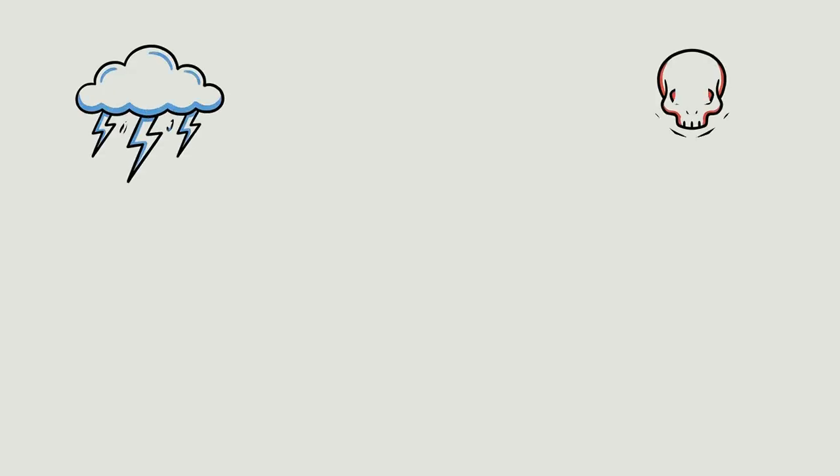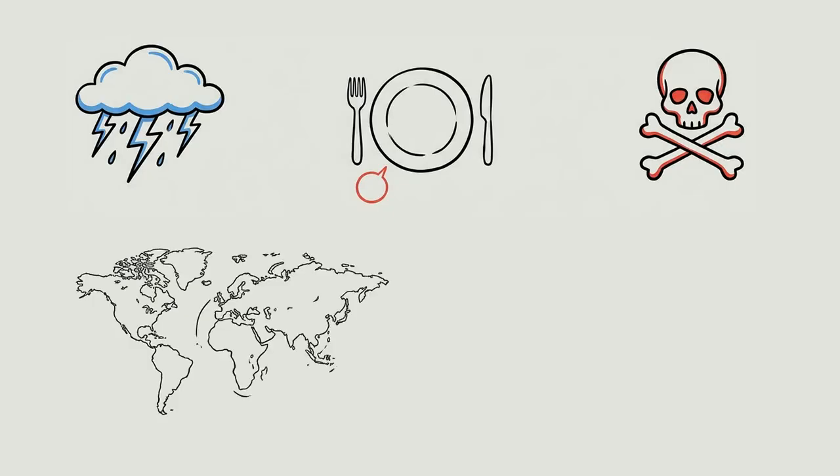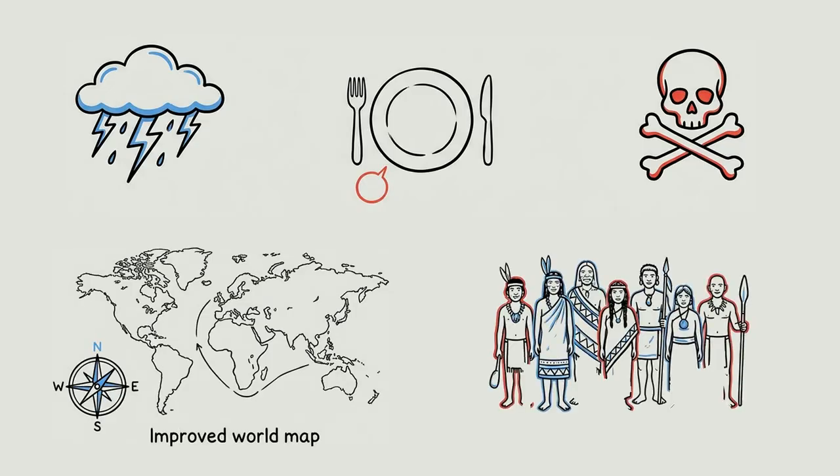Along the way, they faced storms, hunger, sickness, and mutiny. Today, Magellan's expedition is remembered for improving maps and global navigation, while also affecting indigenous societies already living in those regions.